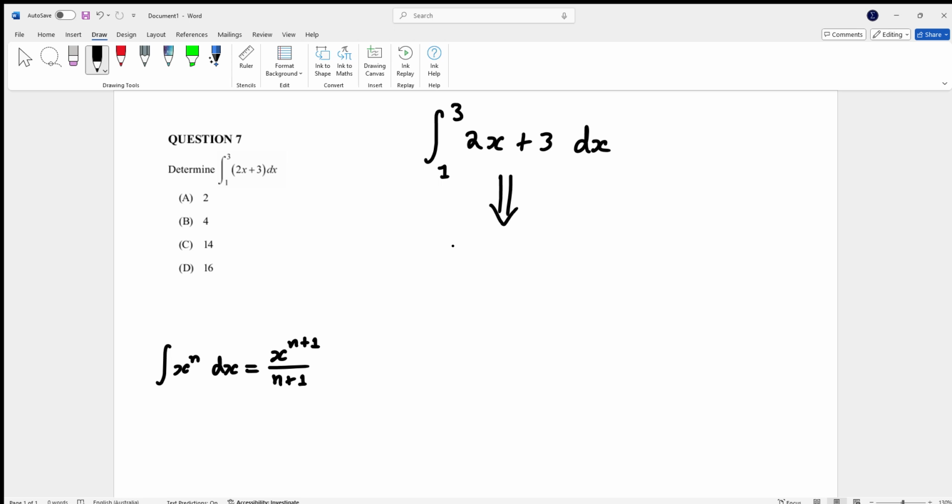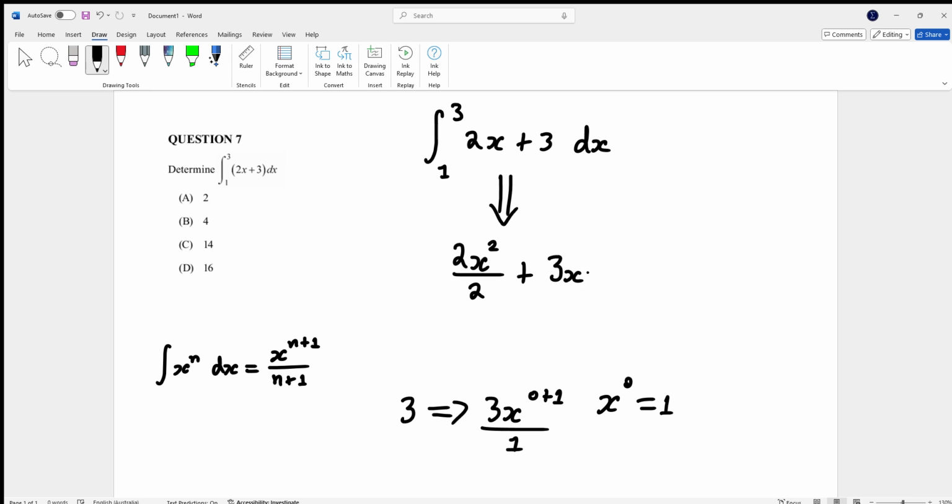So here, the 2x will turn to 2x squared over 2 because the initial power here was 1, so plussing 1 gives you 2, and then we're dividing by 2 there. Now, if you're integrating a constant, all you have to do is attach an x there because 3 is the same as 3x^0 because x^0 would be 1. So if we add 1 to the power there, you get x, and then divide by 1 gives you that. That's why you can just attach an x there when you're integrating, okay?